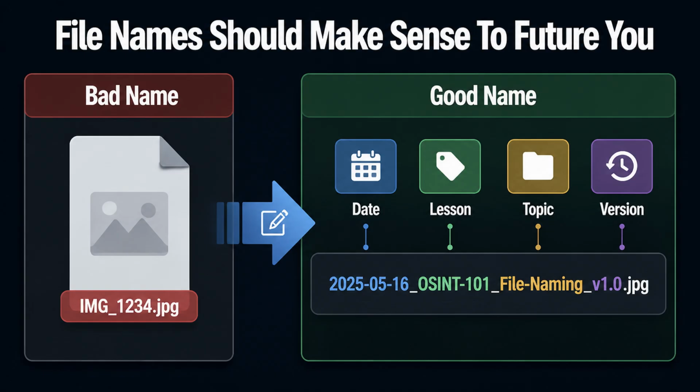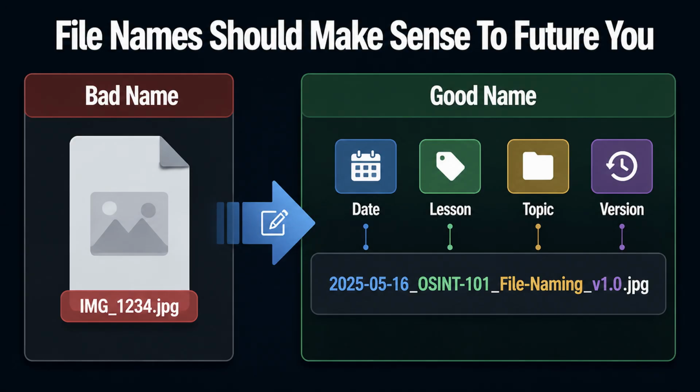File names should be written for future you. Names like Screenshot 1, New Document, and Final version are useless once you have 20 lessons and several practice projects. A better file name includes a date, lesson number, topic, source, and version when needed. For example, if you are doing a news verification exercise, the name might include the date, lesson number, news topic, source type, and whether it is a screenshot or notes file.